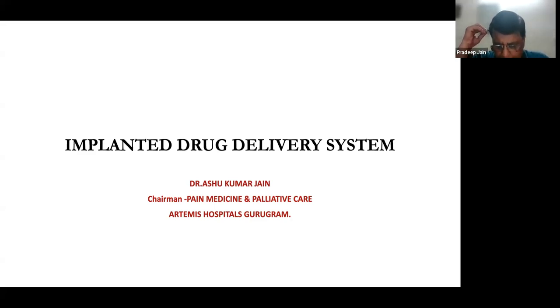The coordinator for today's session is Dr. Kashinath, and the moderator for this session is also introduced. So over to Dr. Ashu Jain, please.